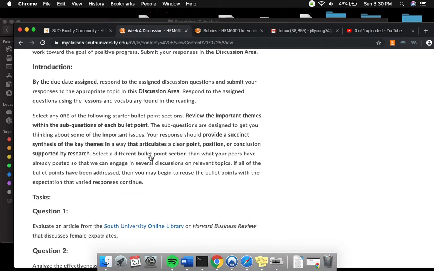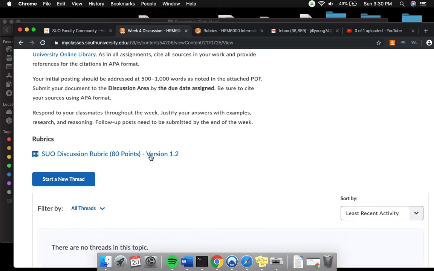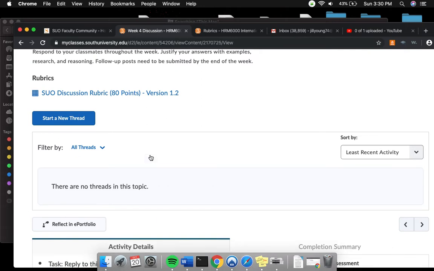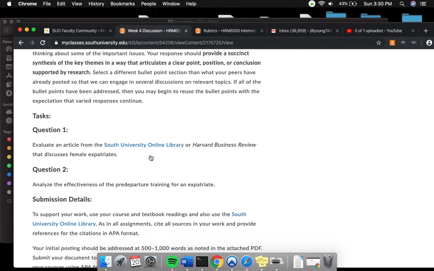For this week's question, same requirements as always. I won't spend a lot of time on this because you should know pretty much the format by now. For question 1, you can either go to the SUL library or the HBR and look for articles that talk about female expatriates. Harvard Business Review is a great site, and you will find information on this. There are some challenges there, and I want you to talk about those. Or you can talk about the effectiveness of pre-departure training for an expatriate. Either one would work, however you want to do that.